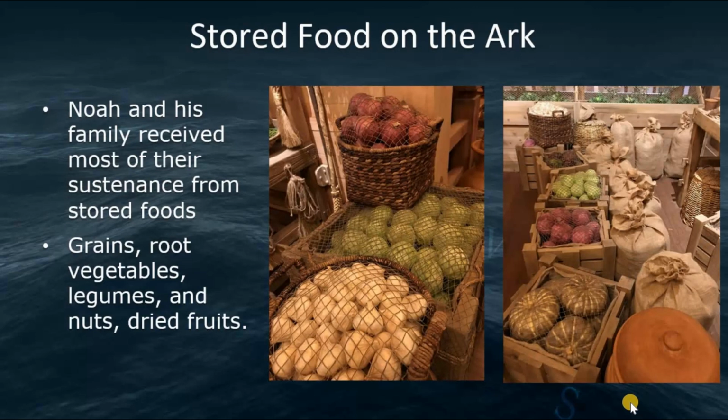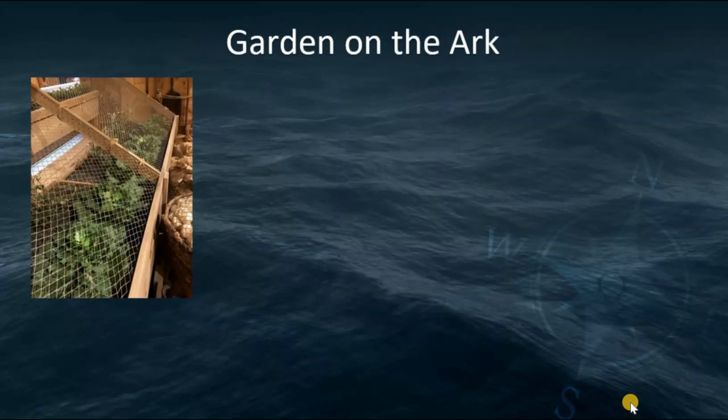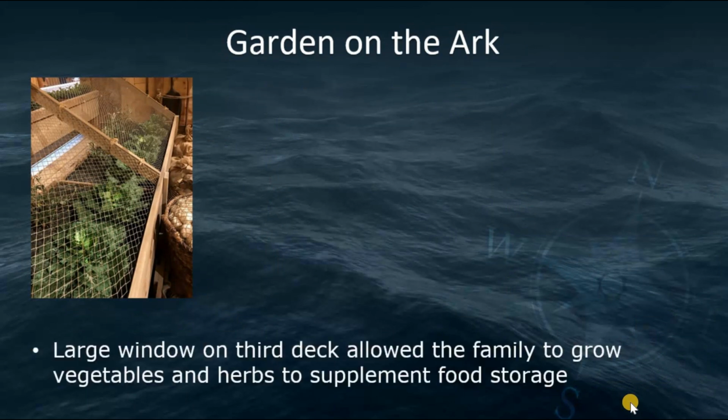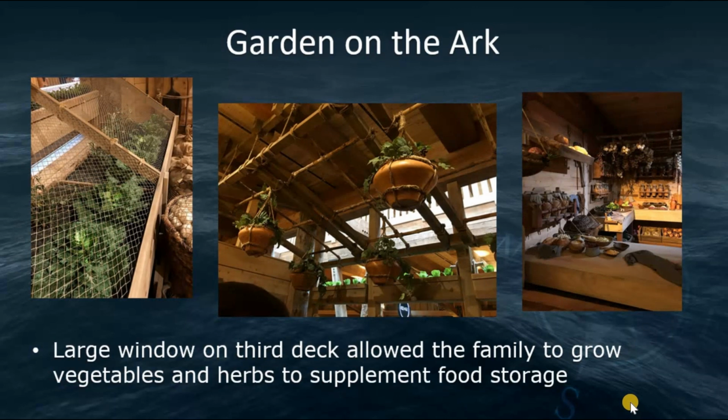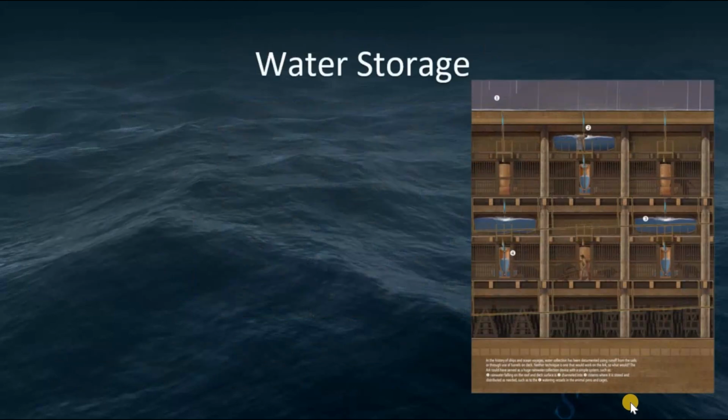They did not have to rely on just the stored food on the ark. They also had a garden on the ark. And here's some pictures of what the garden might have looked like. And also in the Bible, it talked about a top with windows. So there's a large window on the third deck allowing the family to grow vegetables and herbs to supplement the food storage. And then what about the water storage? How did all the animals get enough water?